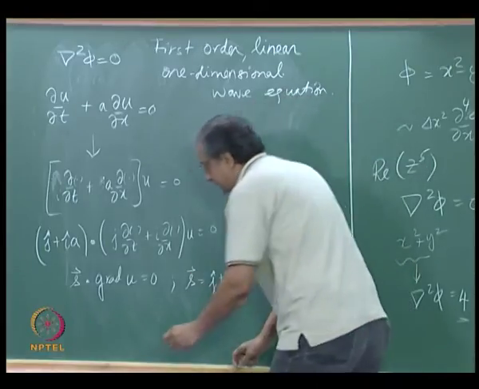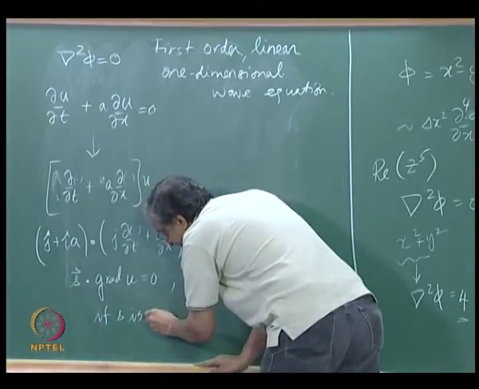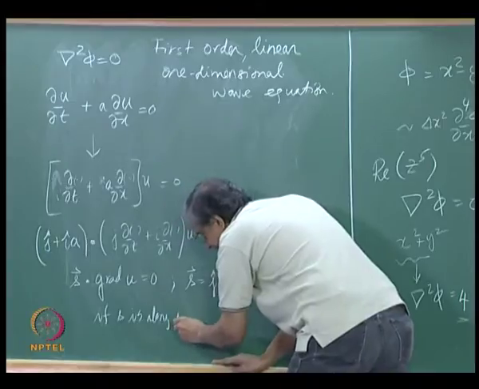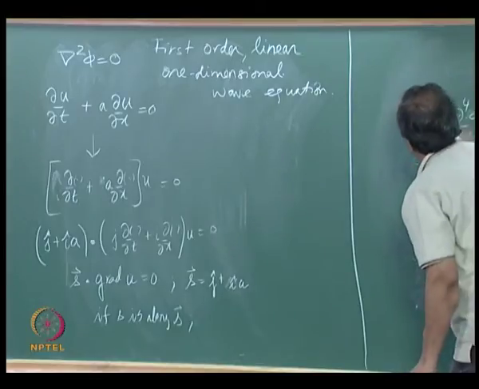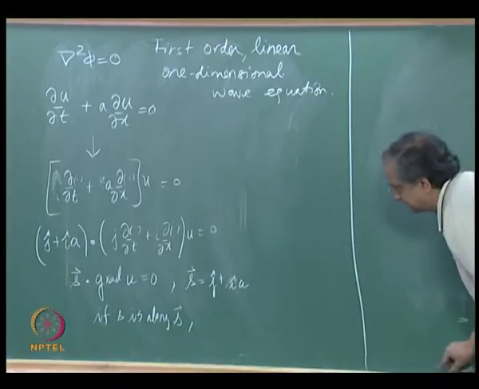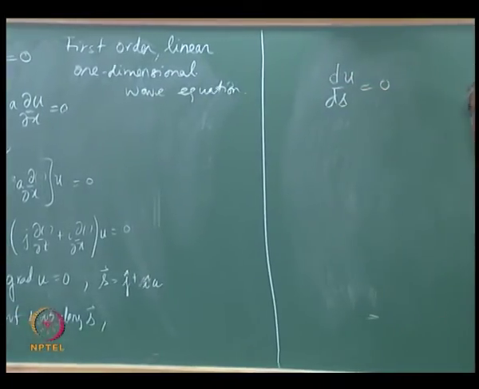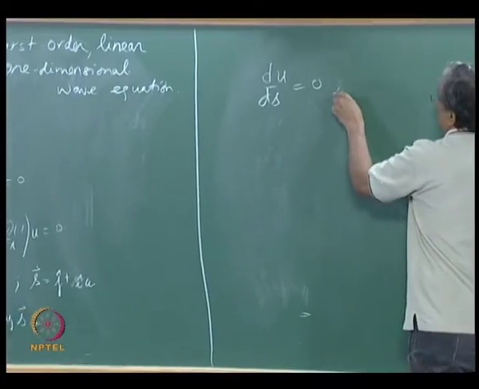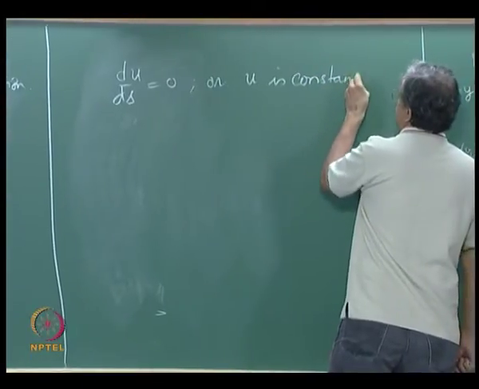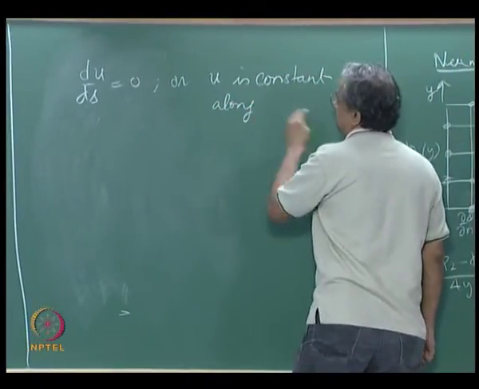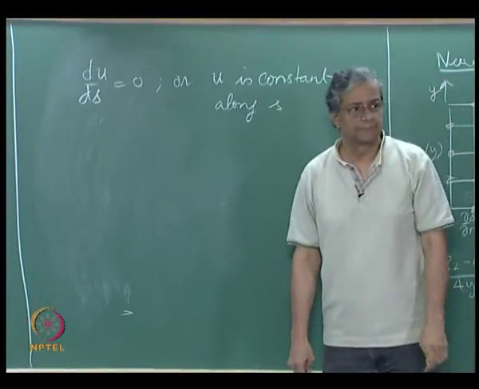And if the coordinate s is along s, then from the definition of the directional derivative, this in fact is a derivative, this tells us that du/ds equals 0, or u is constant along s. Is that fine? Okay.